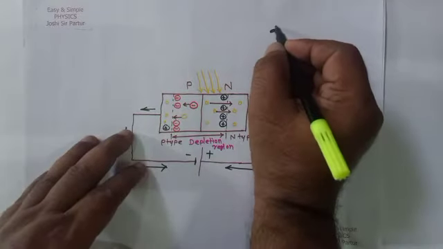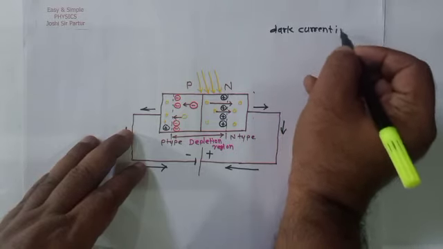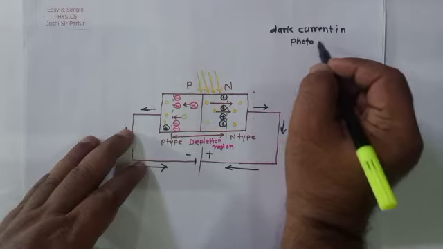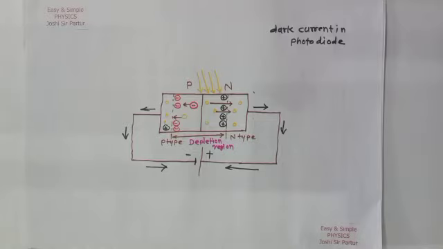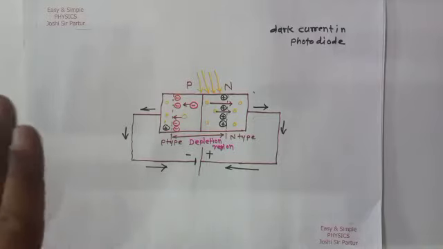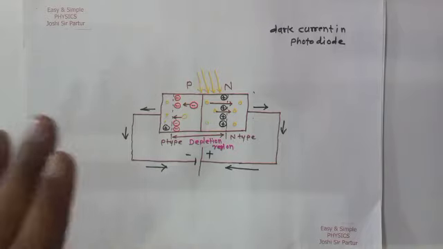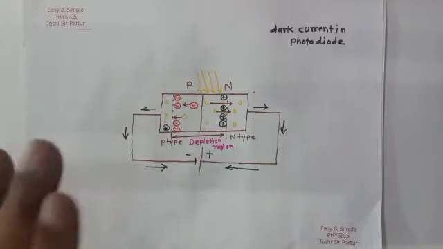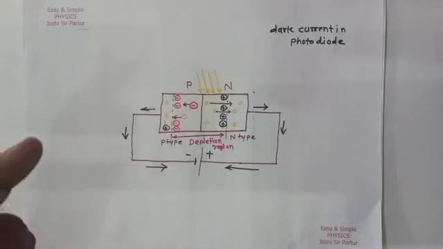So we can see dark current in photodiode. If a question is asked what is meant by dark current in photodiode, we say that reverse current depends only on concentration of minority carriers. It does not depend on applied voltage. Such current is called dark current in photodiode because it flows even when the photodiode is not illuminated.